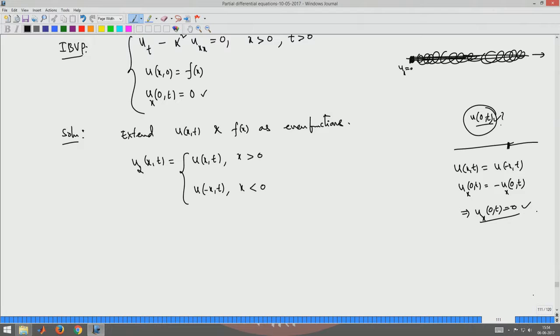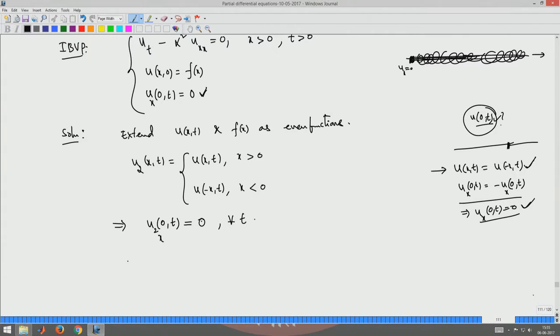So, this boundary condition is automatically satisfied now. Because this is an even function, you differentiate both sides with respect to x, and put x equal to 0. Once you put x equal to 0, you are evaluating u x at x equal to 0. So, this gives me the boundary condition automatically. So, u2 x at 0, t is automatically satisfied as 0, okay, for every t.